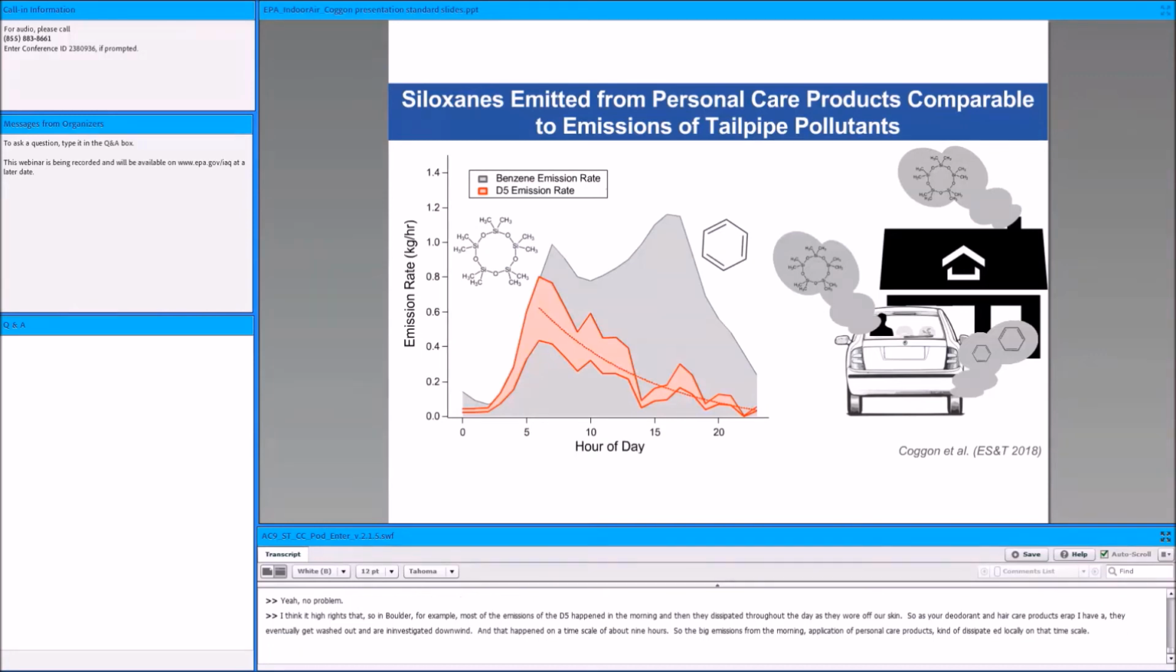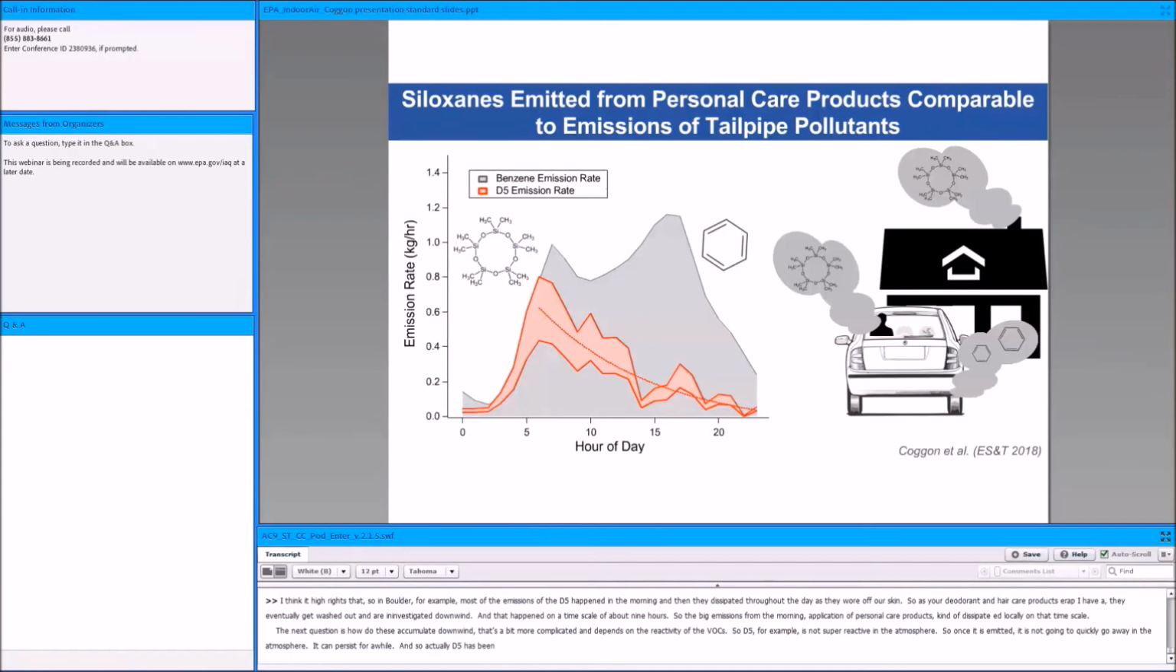The next question is, how do these accumulate downwind? That's a bit more complicated and depends on the reactivity of the VOCs. So D5-siloxane, for example, is not super reactive in the atmosphere. So once it's emitted, it's not going to quickly go away in the atmosphere. It can persist for a while. And so actually D5-siloxane has been shown to transport over long distances. It's been observed in the Arctic, for example.